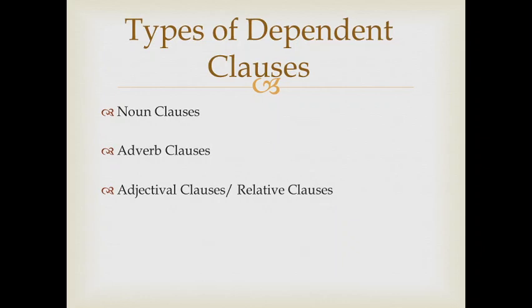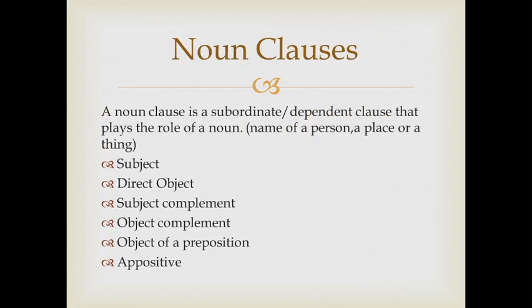So dependent clauses can be broadly categorized into three: noun clauses, adverb clauses, and adjectival clauses, which are also known as relative clauses. We will deal with adverb clauses and adjectival clauses in the coming chapters. Today we are going to learn noun clauses.